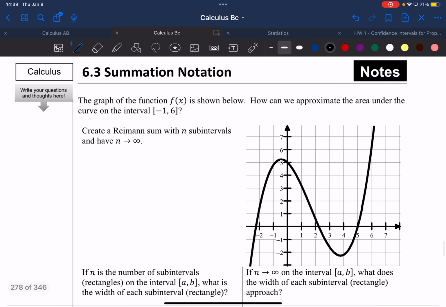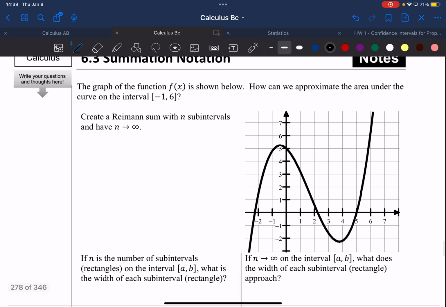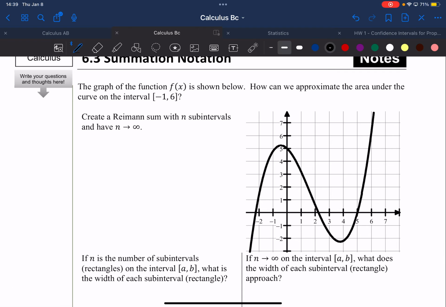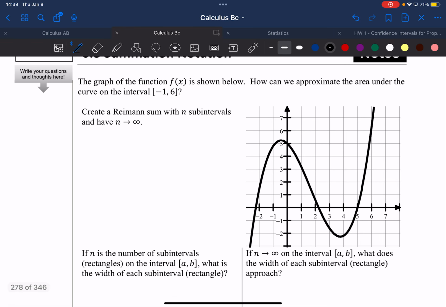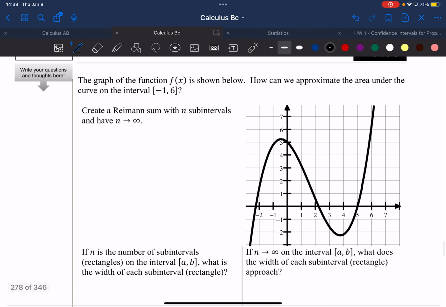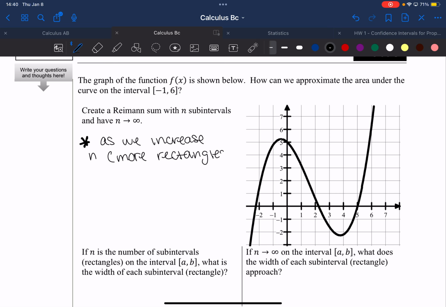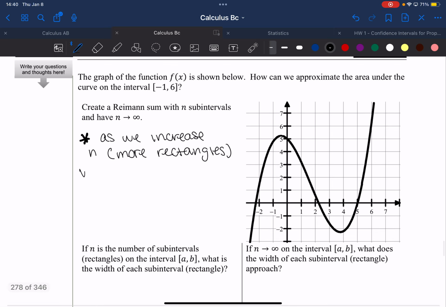So 6.3, summation notation. The idea with this is that if we create more rectangles, we get a more precise area. So I'm going to write that down just to remind ourselves that as we increase n, which means more rectangles, we get closer to the actual area.